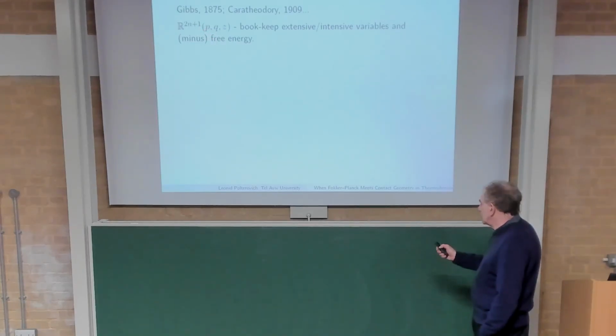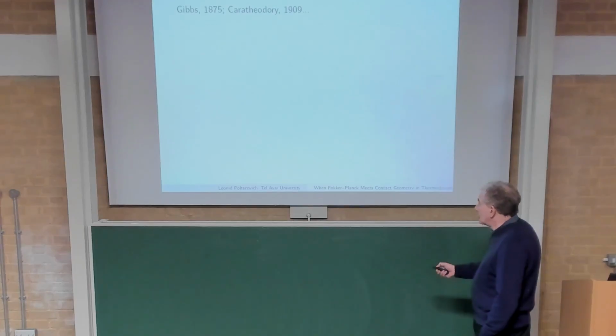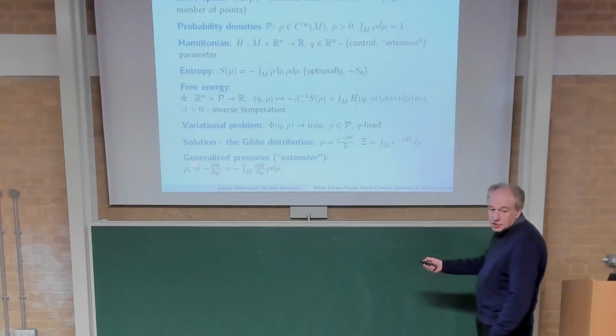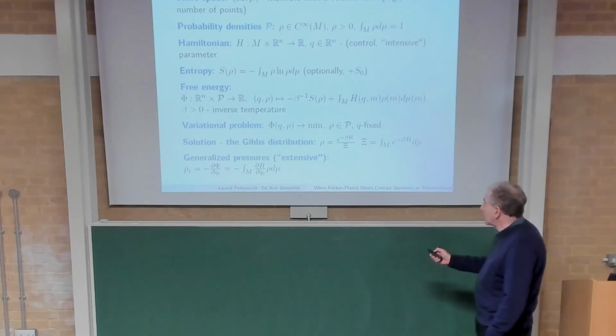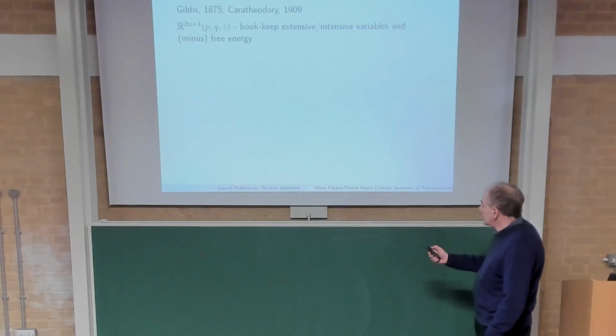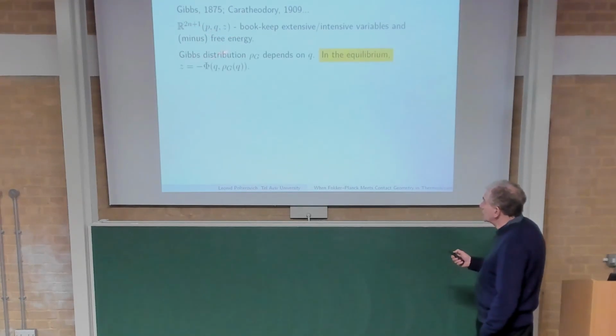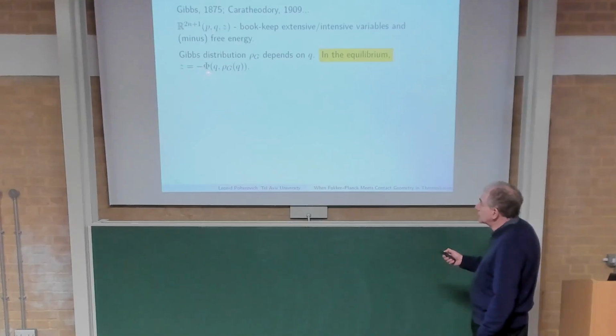So P are these kind of pressures, right? So generalized pressures, so reactions to the change of parameters, parameters themselves, and the free energy with sign minus. So 2n plus 1 dimensional space. And note that Gibbs distribution depends on Q. So in the equilibrium, this free energy Z equals minus phi of Q, rho G of Q.